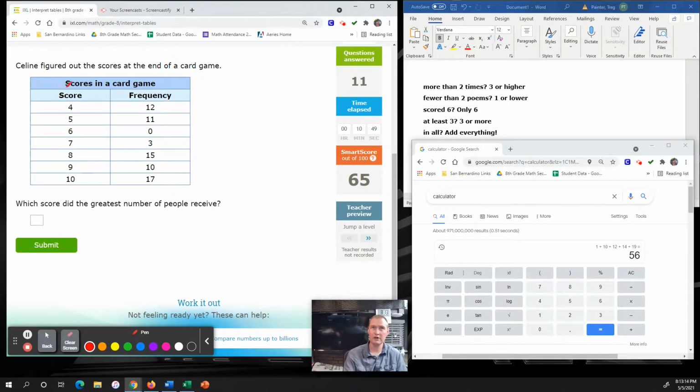All right, Celine figured out the scores at the end of a card game. Which score did the greatest number of people receive? So what we're doing is we're looking for the greatest number of people first. So we're going to look at the frequency and find the highest number. And if I'm not mistaken, 17 is the highest frequency. And because we're looking for which score, the score from 17 came out of the 10. All right, so the frequency came to the 10. All right.